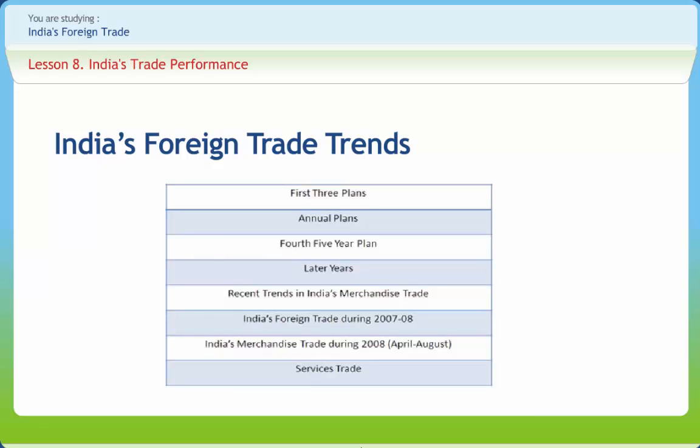Over the last 60 years, India's foreign trade has undergone a complete change in terms of composition and direction. The exports cover a wide range of traditional and non-traditional items, while imports consist mainly of capital goods, petroleum products, raw materials, and chemicals to meet the ever-increasing needs of a developing and diversifying economy.